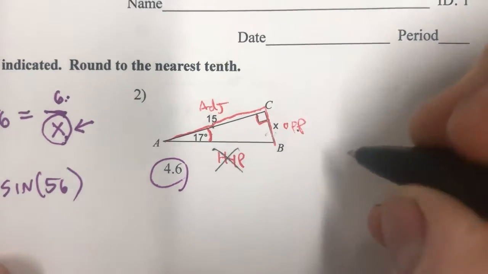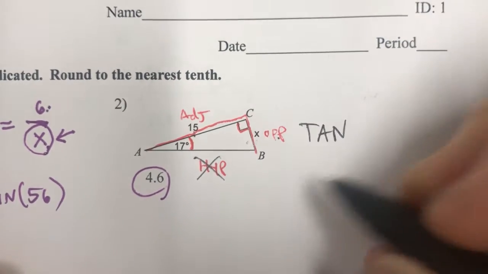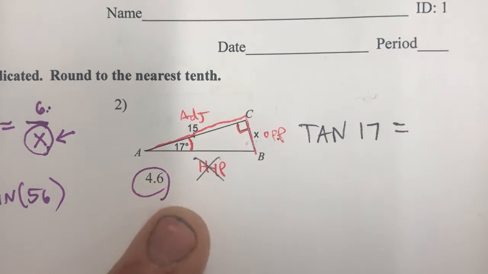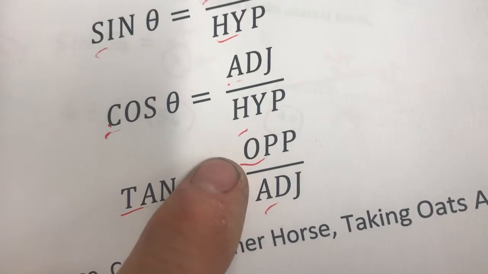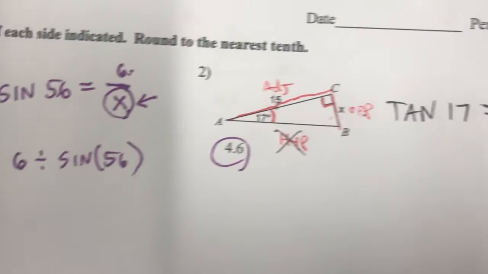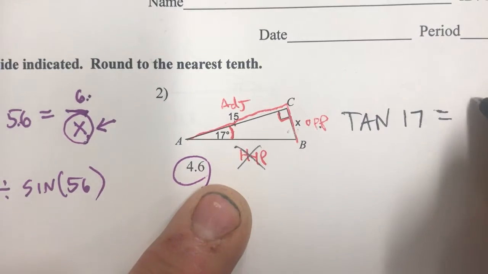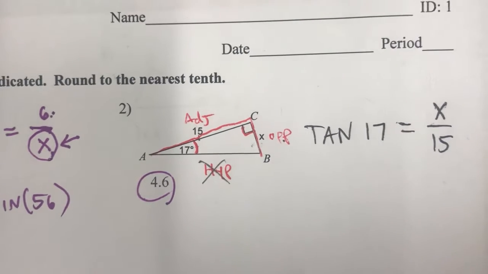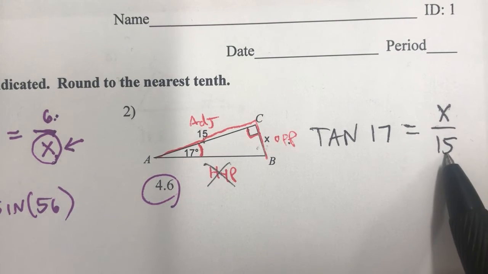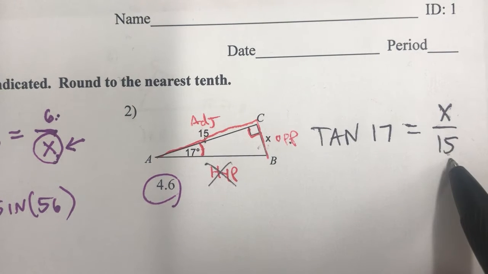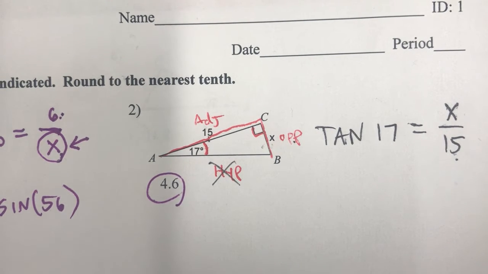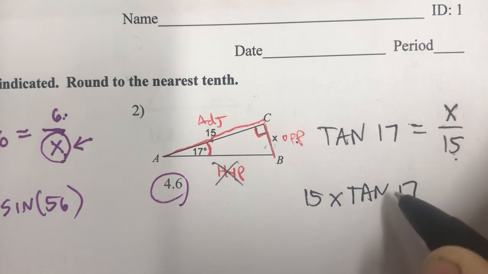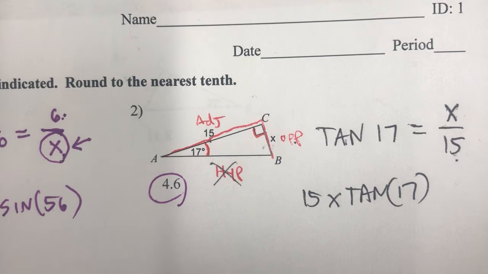So I set it up this way. Tangent of my angle, it's always sine, cosine, tangent of the angle, equals the opposite over the adjacent. So in this one, my opposite is x over the adjacent, which is 15. Now x is on top, which means I'm multiplying. It's dividing in the bottom, on the top it multiplies. So I do 15 down here times tangent 17. So I'm going to do 15 times tangent 17. That's what I'm going to type in.